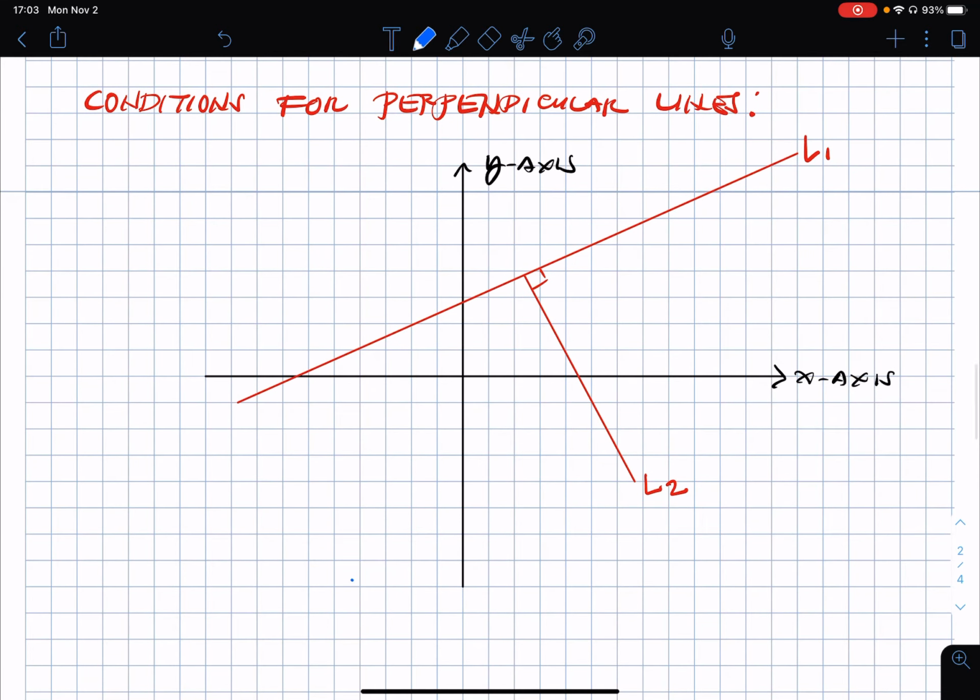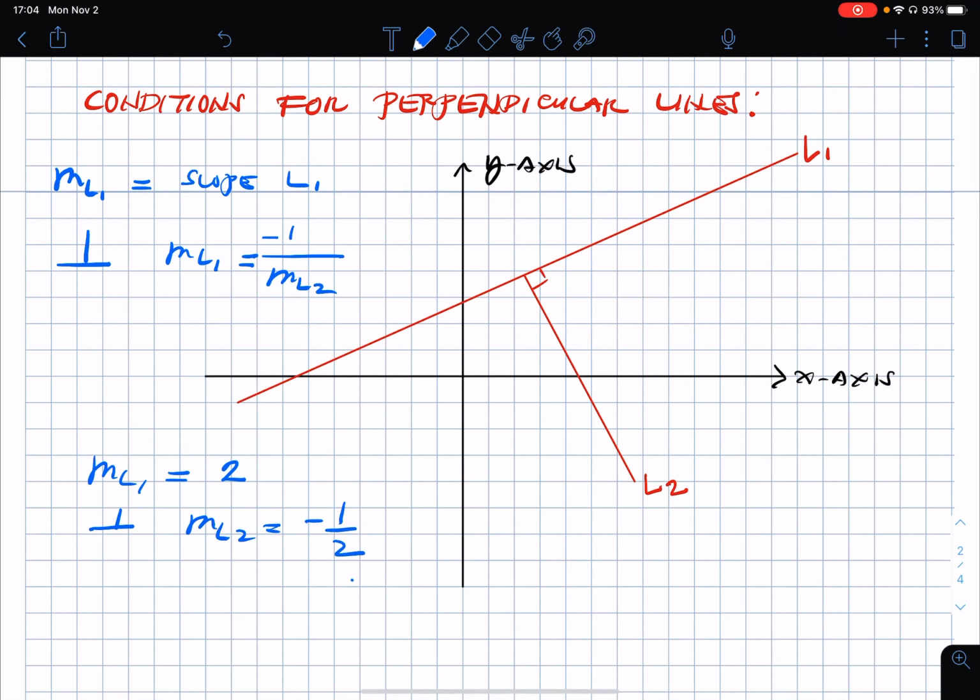Okay, what are the conditions for perpendicular lines? If m of L1 is the slope of line 1, in order for the lines to be perpendicular, m of L1 should be equal to the negative reciprocal of m of L2. Okay, negative reciprocal. So what do I mean by that? If the slope of line 1 is positive 2, the lines are perpendicular if the slope of line 2 is negative 1/2, the negative reciprocal.